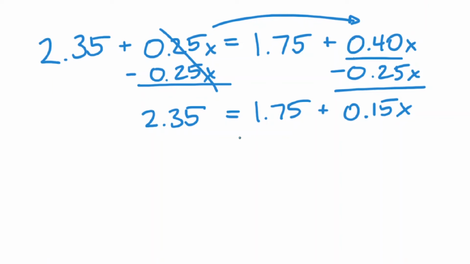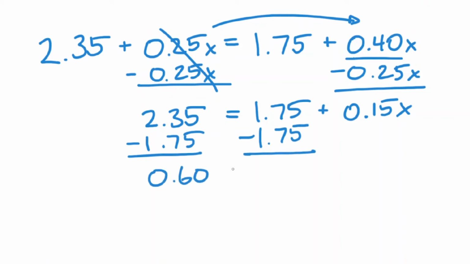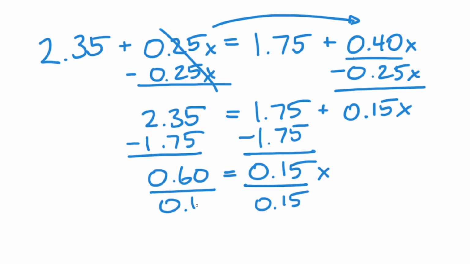From there, let's further isolate x by subtracting 1.75 from both sides. That's going to leave us with 0.60 equaling 0.15x. Since 0.15 is multiplying x, we will get x by itself by dividing 0.15 on both sides.